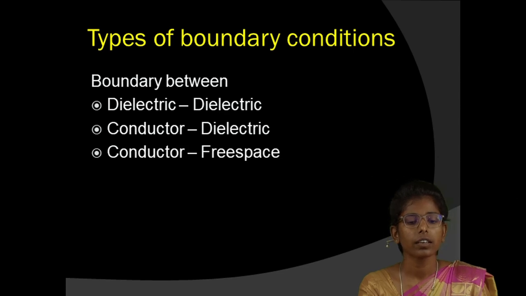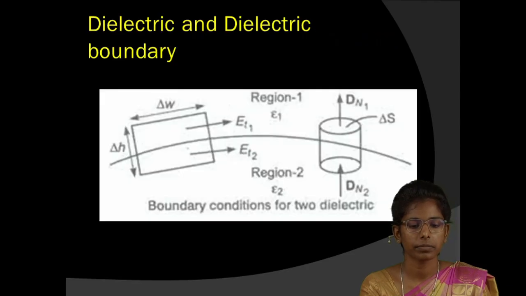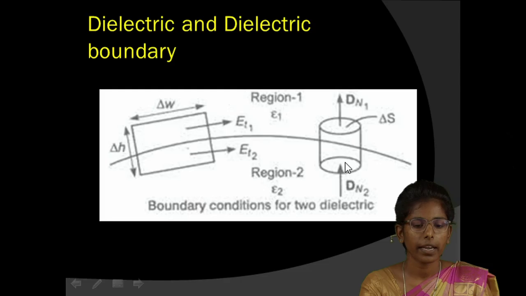There are different types of boundary conditions. The first is dielectric and dielectric, the second is conductor and dielectric, and the third is conductor and free space. Today we only learn about the dielectric and dielectric boundary. In this image, the thin sheet acts as a boundary between two different media. Medium 1 is a dielectric, and medium 2 is also a dielectric.